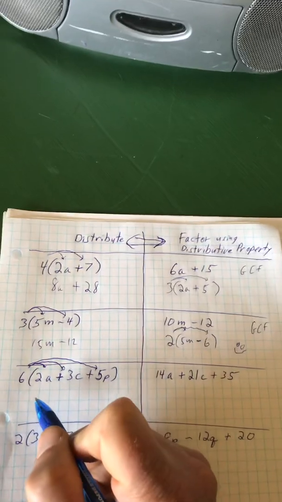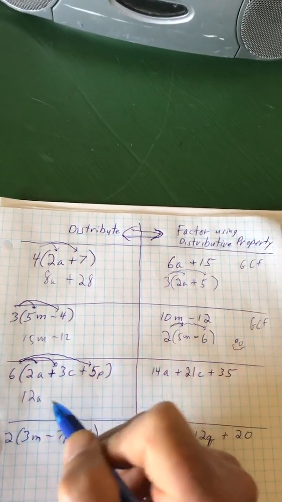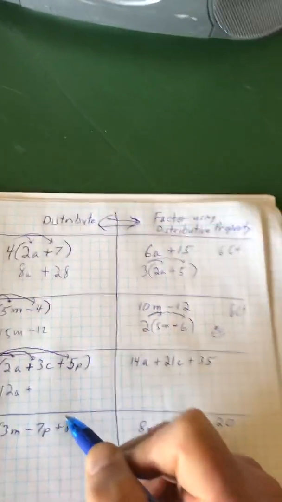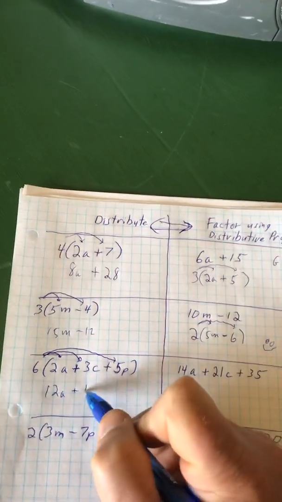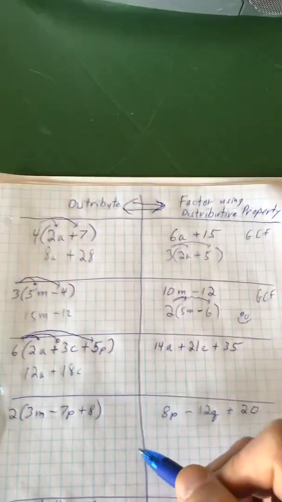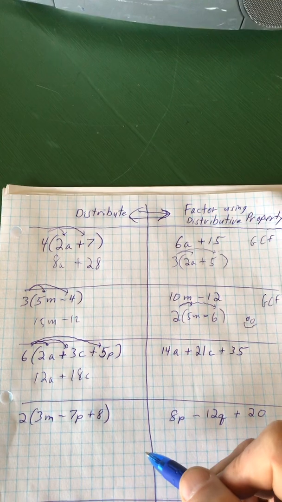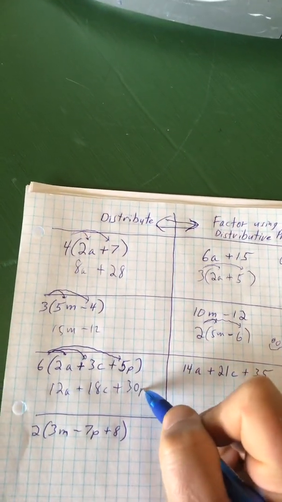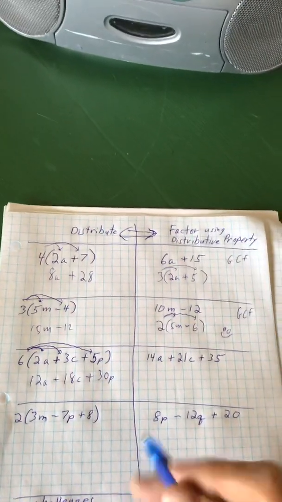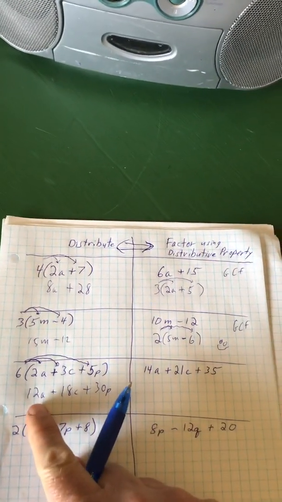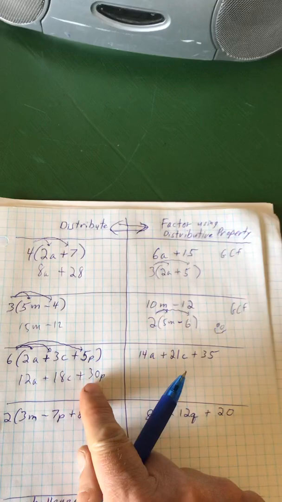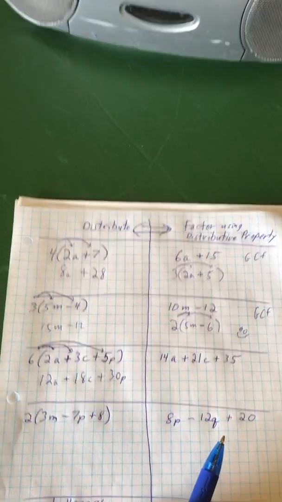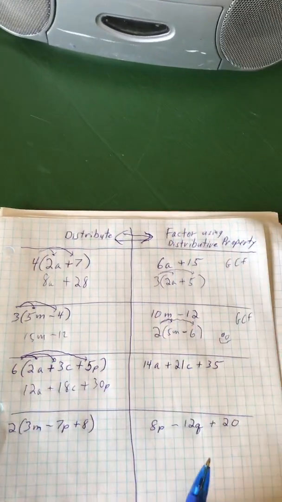So the first term is going to be 12a, plus the next term is going to be 18c, and then the last term is going to be 30p. And you can't add those up. They're not like terms. This is going to be 12a plus 18c plus 30p, your simplified answer by distributing.